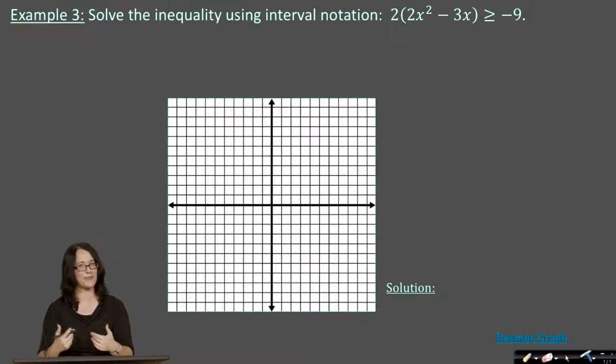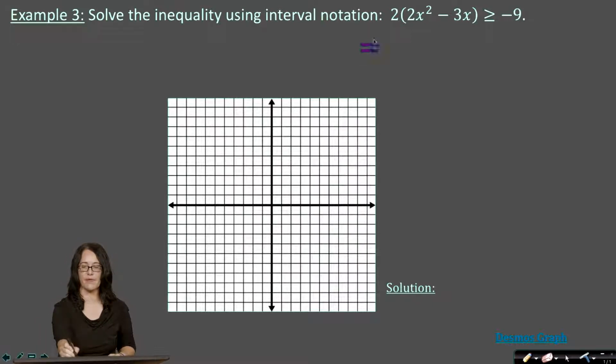One thing that looks a little bit different than the previous ones is that we have parentheses here, right? So we have to expand first. I'm sure many of you thought of that already. So what did you get after expanding, after distributing here? That's right, you got 4x squared and negative 6x, well done, is greater than or equal to negative 9.